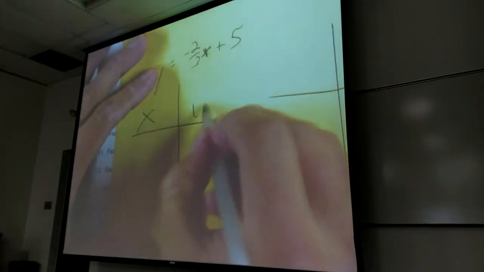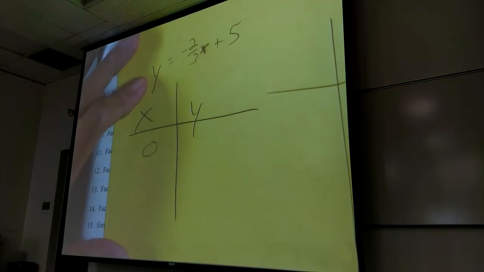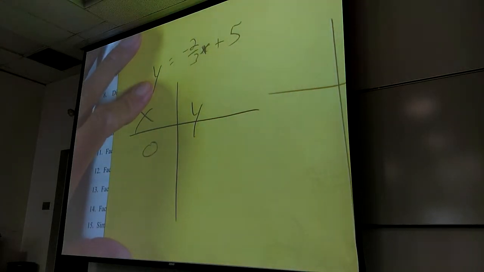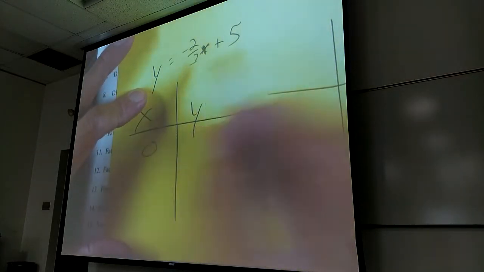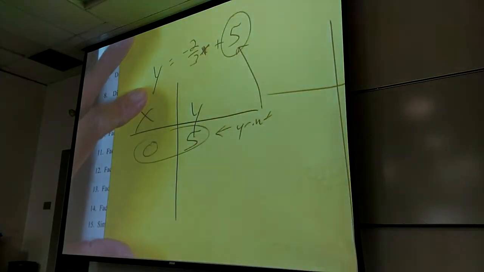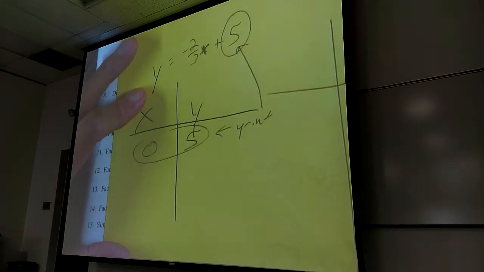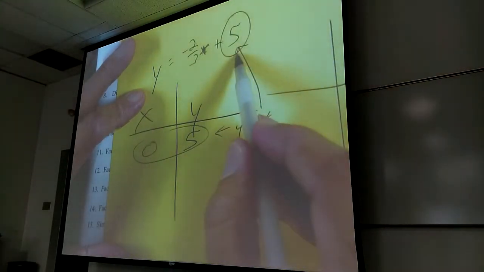So watch this. What's always a smart number to put in for x? 0. So what do you get when you put 0 in? 5. And of course, this point is the y-intercept, which you can see from b. So I don't even have to do any work to know that 0, 5 is the y-intercept, because it's in the right place, plus b.